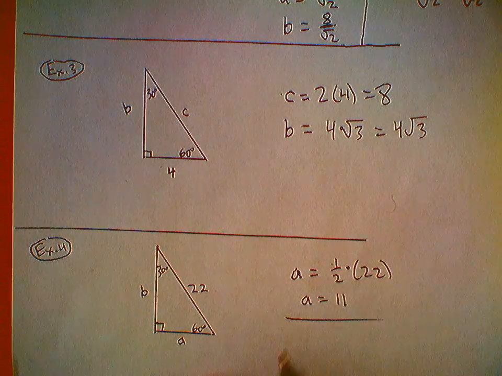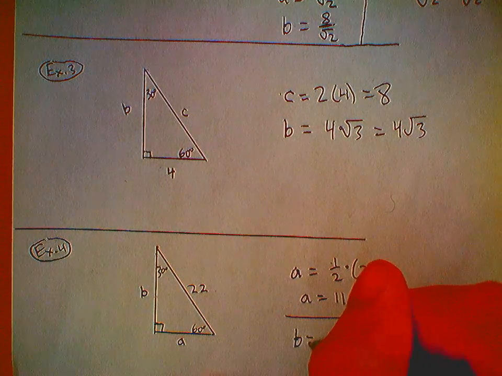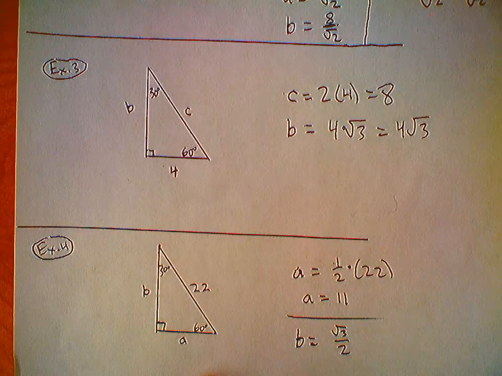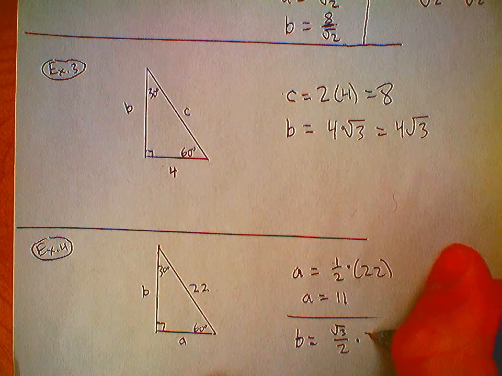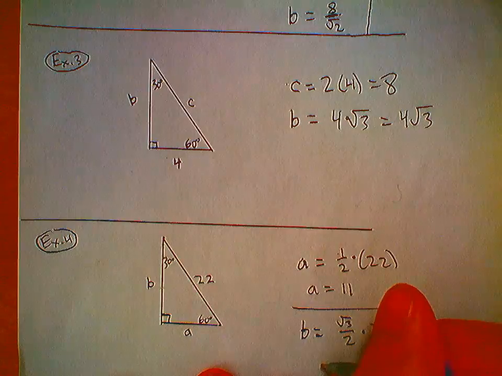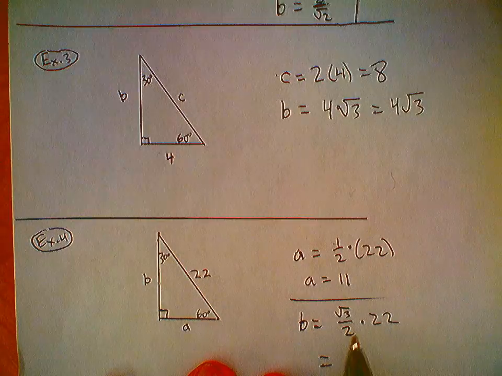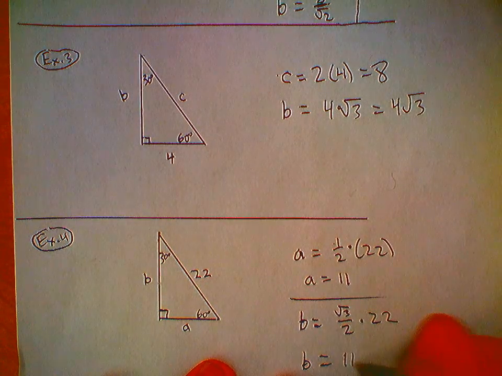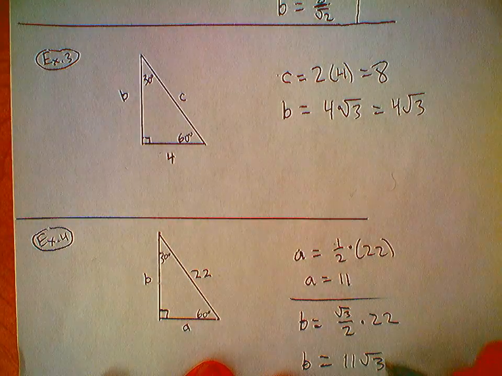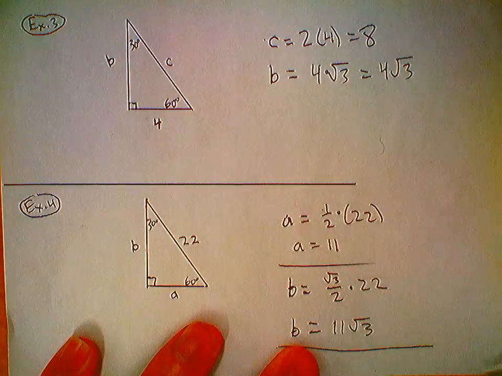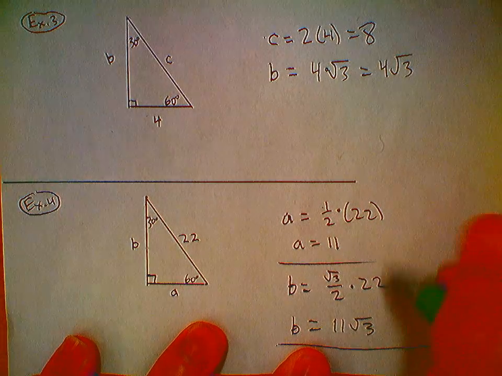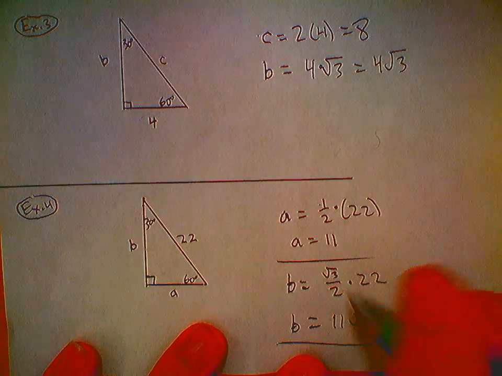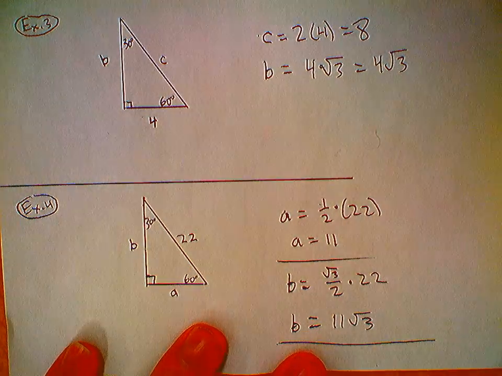So to find the other leg of this triangle, we take the hypotenuse and we multiply it by square root of 3 over 2. So square root of 3 over 2 times the hypotenuse. So in this case, 22. So square root of 3 over 2 times 22 comes out to 11 square root of 3. What I did there was simplify the 22 over 2. And you can feel free to verify that in your calculator if you don't believe me.